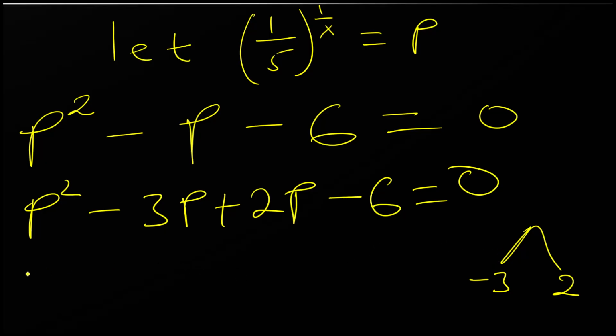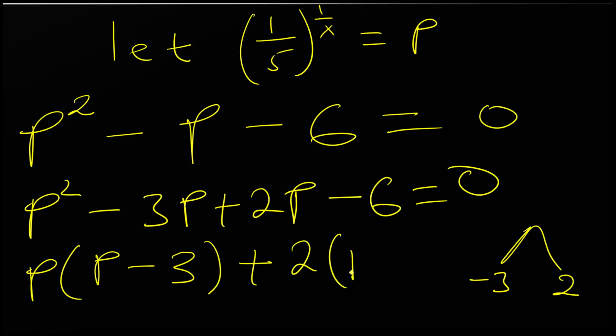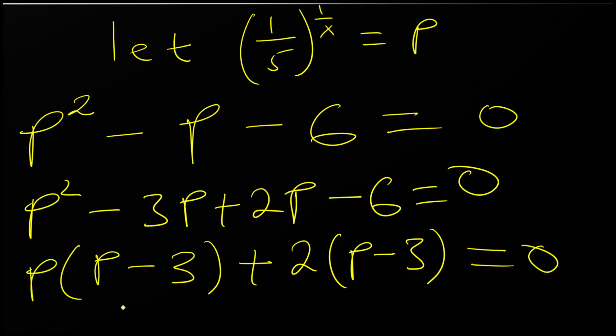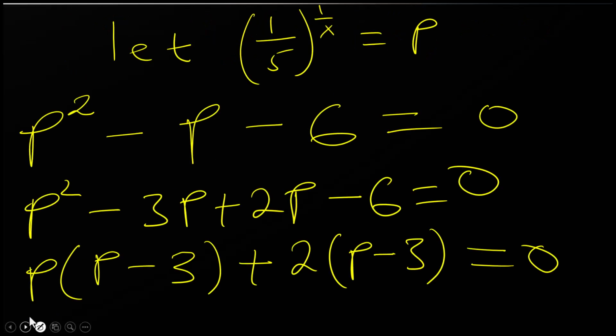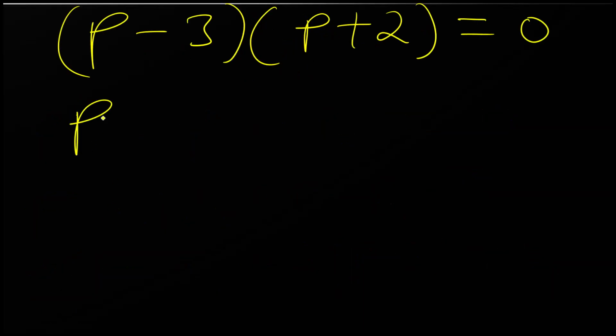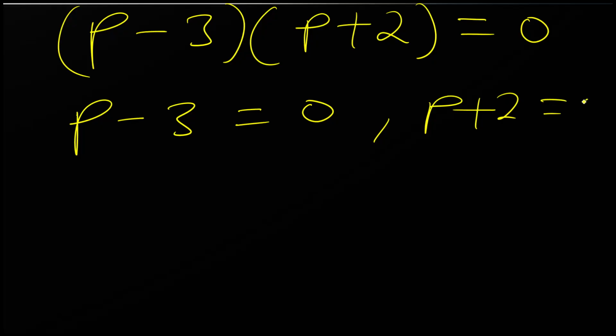So from here, taking p out, p minus 3, then we have 2 out, p minus 3, equals 0. So we have p minus 3, p plus 2, and p minus 3 and then p plus 2 equal to 0. Okay, with the zero product, we can say p minus 3 equals 0 or p plus 2 equals 0. So we have p equals 3 or minus 2.